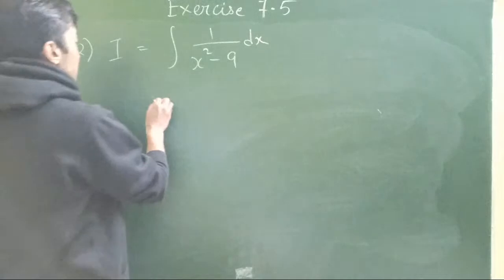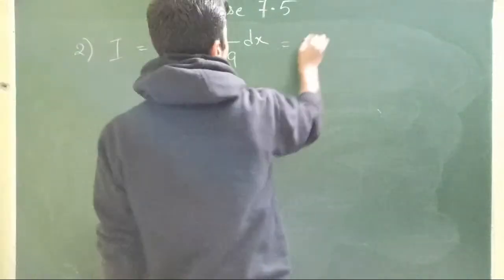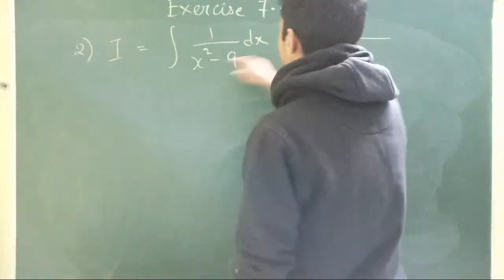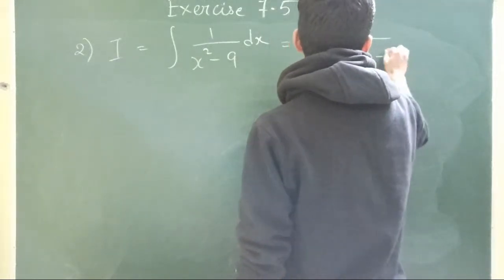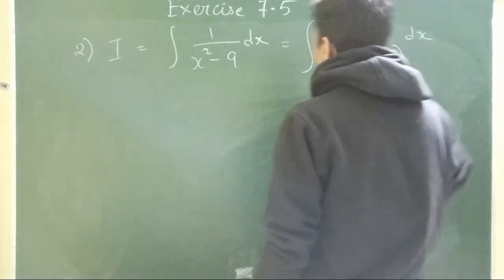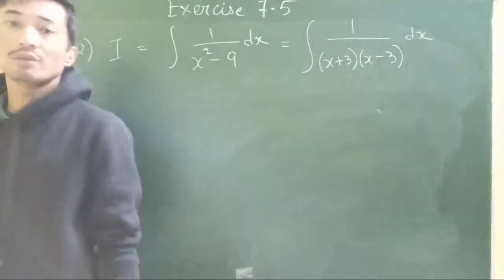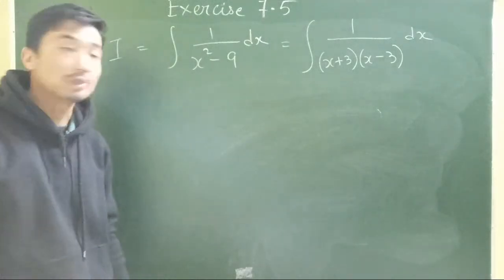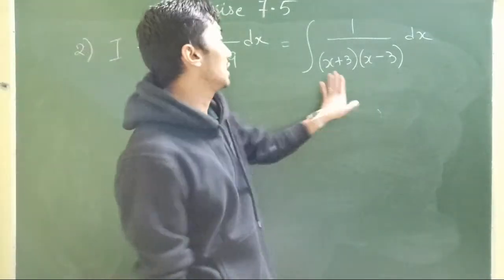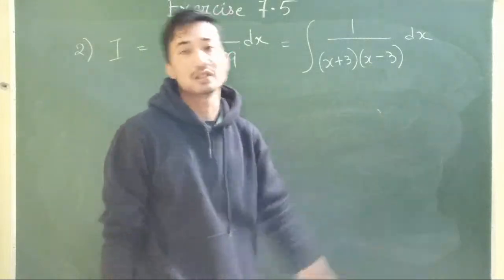So fine. What I can do is, I'll just write here 1 by x square minus 9. Class 12 standard, I believe you will understand. I can write this directly as x plus 3 into x minus 3, because x square minus 9 is 3 square, so a square minus b square formula, a plus b into a minus b. Now you can see that my denominator has been factorized into non-repeating terms.